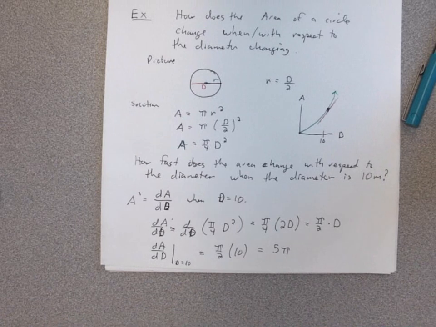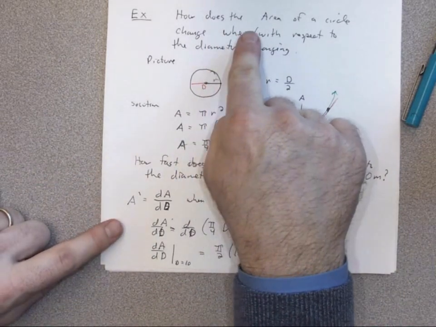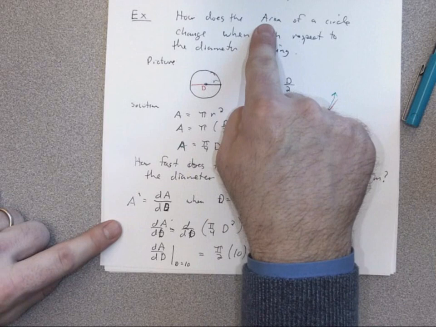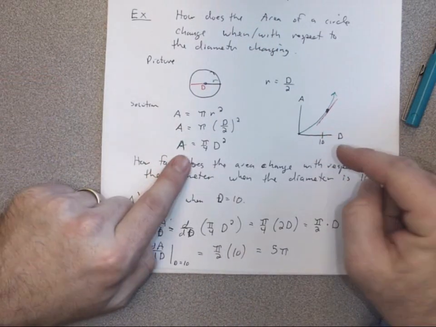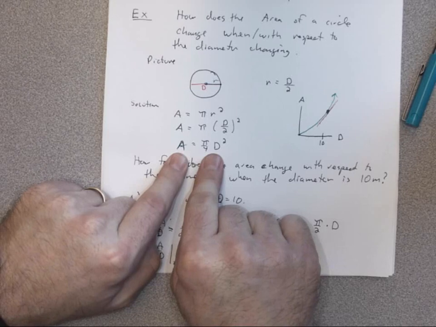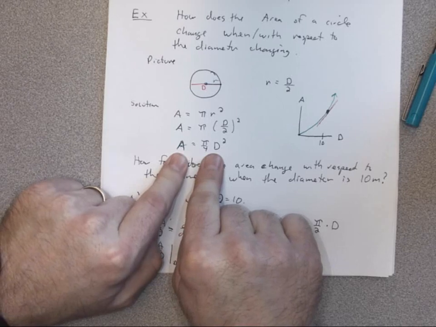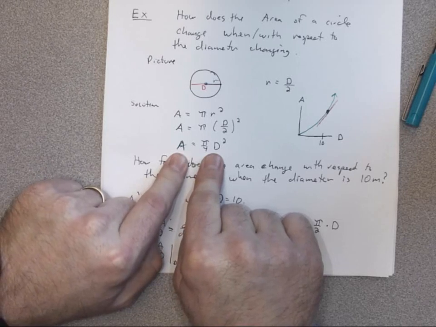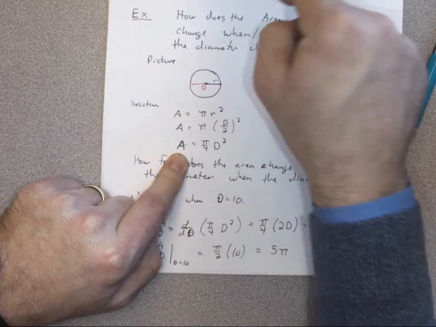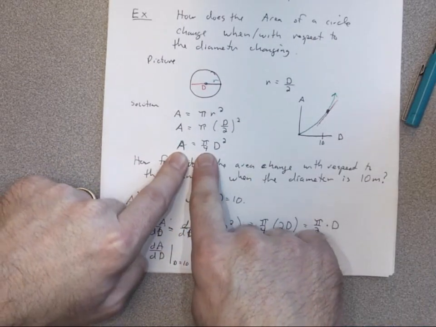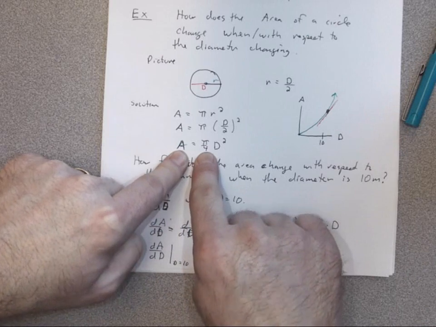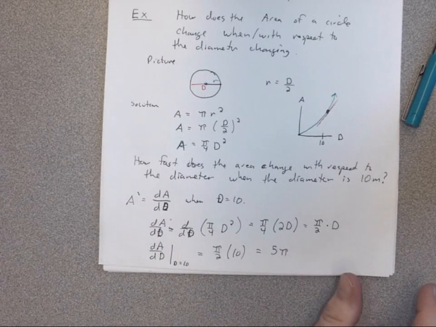So with a lot of these, when they ask you, can you determine how one changes with respect to the other? Well, what you need is an equation that relates the two. So area and diameter are related through this. Once you know that related equation, if they want to know the rate of change, well, the rate of change is quite literally the derivative, so the instantaneous rate of change. So take the derivative of both sides and plug in whatever value they're asking for.